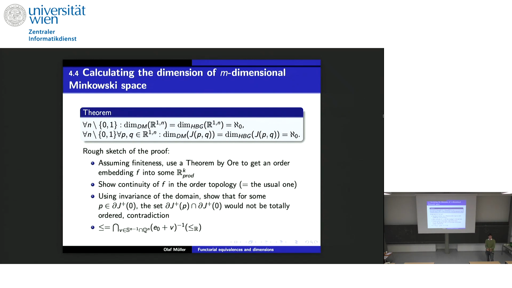It's just the form of the cones, right? In Minkowski spaces we have cones like that. If we take some point in the boundary of the cone and take its forward cone, then the intersection is totally ordered, which is not the case for those ordered spaces. They look different. They have some planes, so they intersect in planes. I cannot really draw it here very well. And then you can use the invariance of the domain and show that with such an order embedding, this set would not be totally ordered, as it is expected to be.